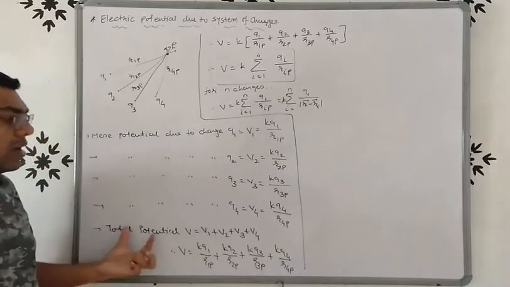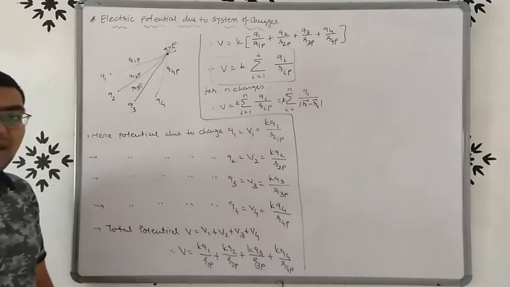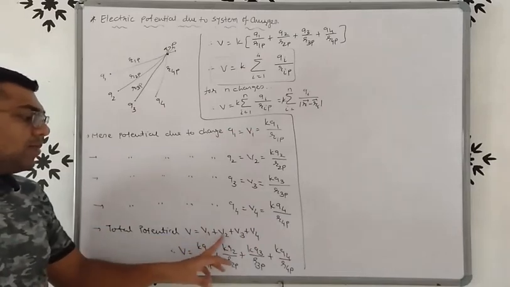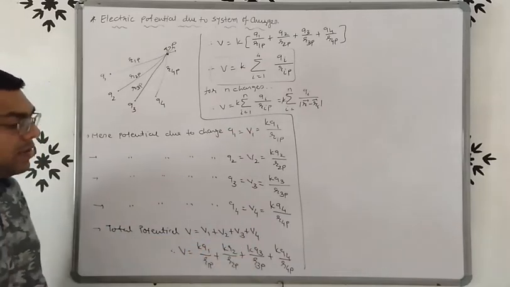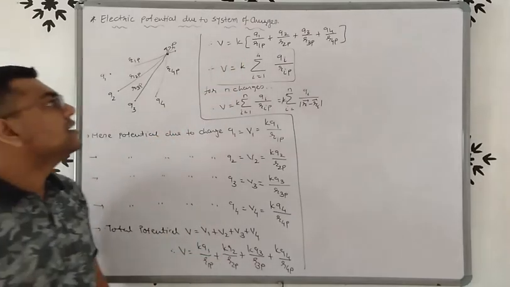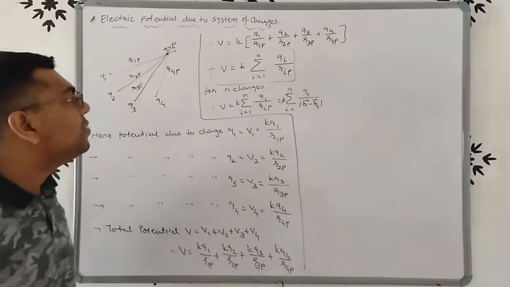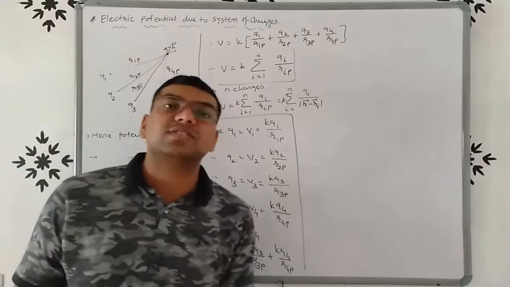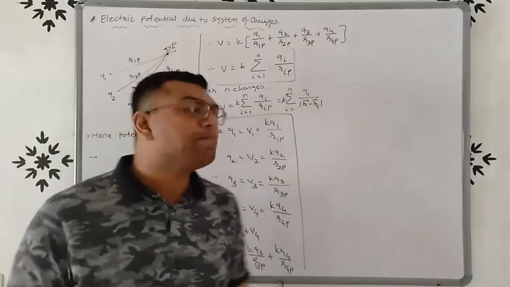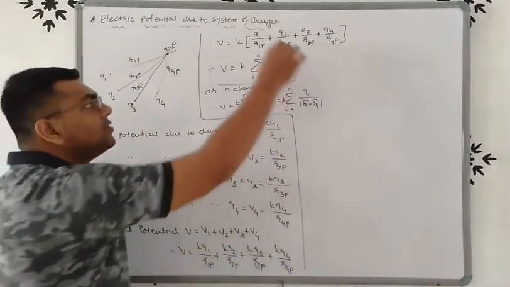To find out total potential, you have to take the addition of these 4 potentials. So V is equal to V1 plus V2 plus V3 plus V4. Here we take K common, right? So the equation will be like this: V is equal to K, Q1 upon R1P plus Q2 upon R2P plus Q3 upon R3P plus Q4 upon R4P. So here addition will be there.